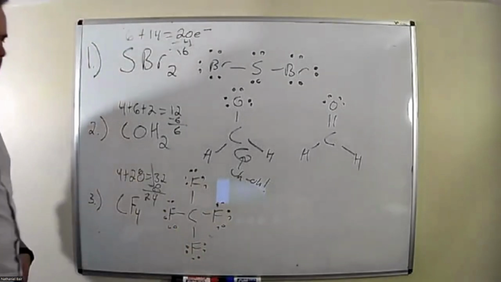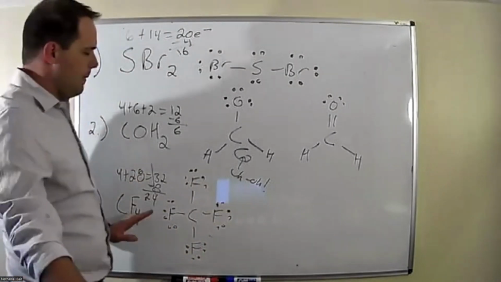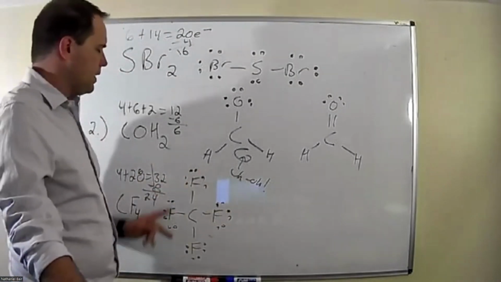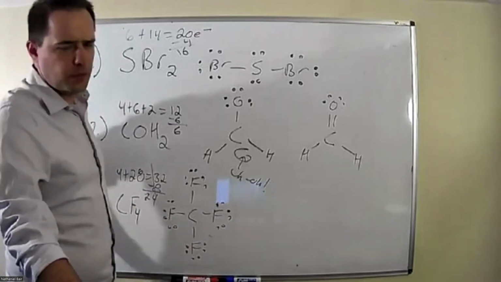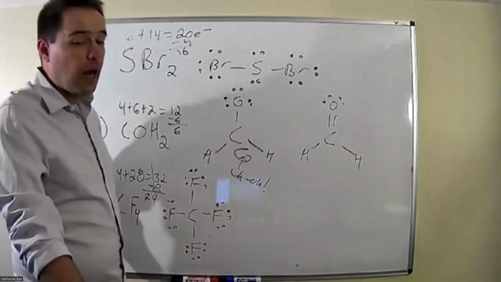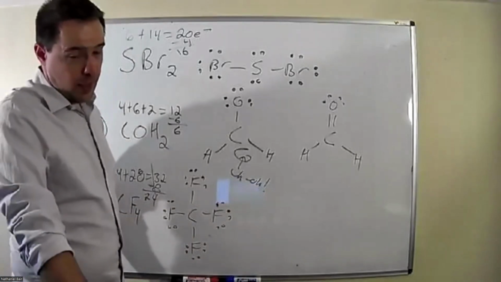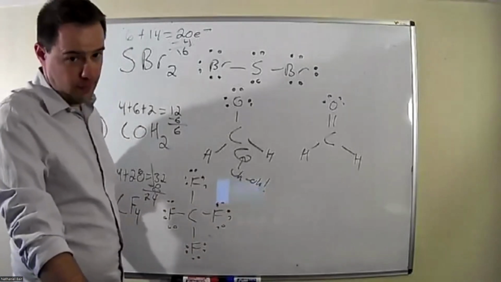There it is. Carbon tetrafluoride, central carbon atom, bound to 4 fluorines. Each fluorine has 3 lone pairs. That's your carbon tetrafluoride. How we doing, folks?